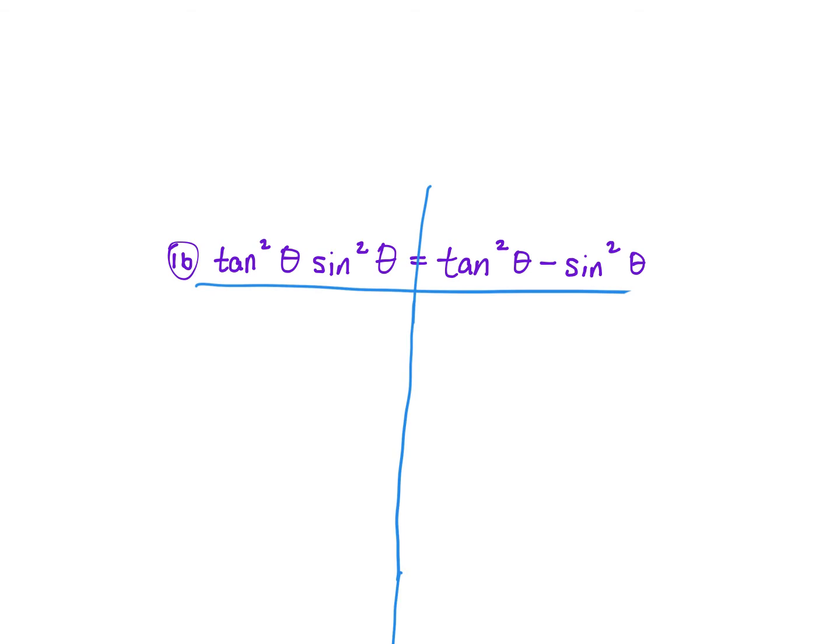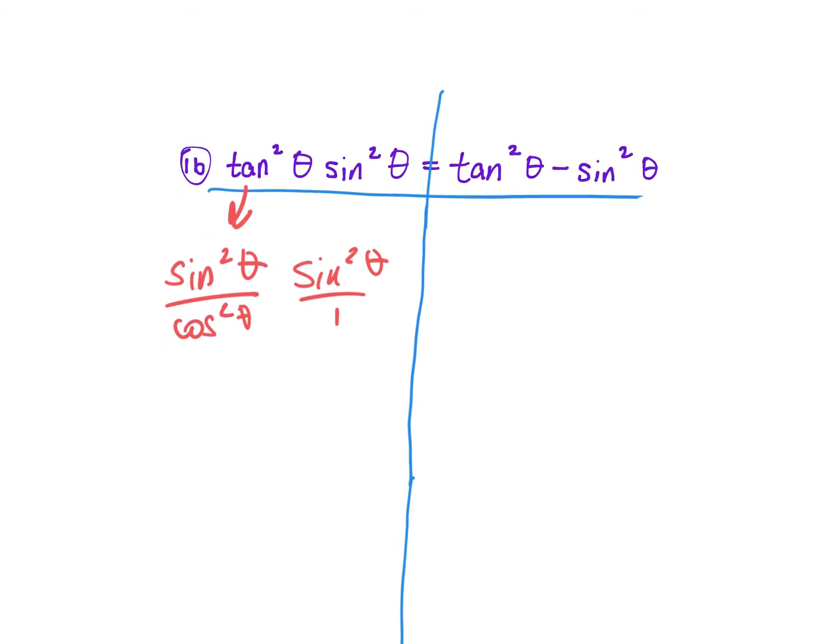Let's just do both sides, all right? Let's just say some of you guys are like, I just want to change everything. Okay, fine. Tangent becomes what? Sine squared theta over cosine squared theta, yeah? Then I have sine squared theta over 1. So this becomes what? Sine to the 4th theta over cosine squared theta, correct?